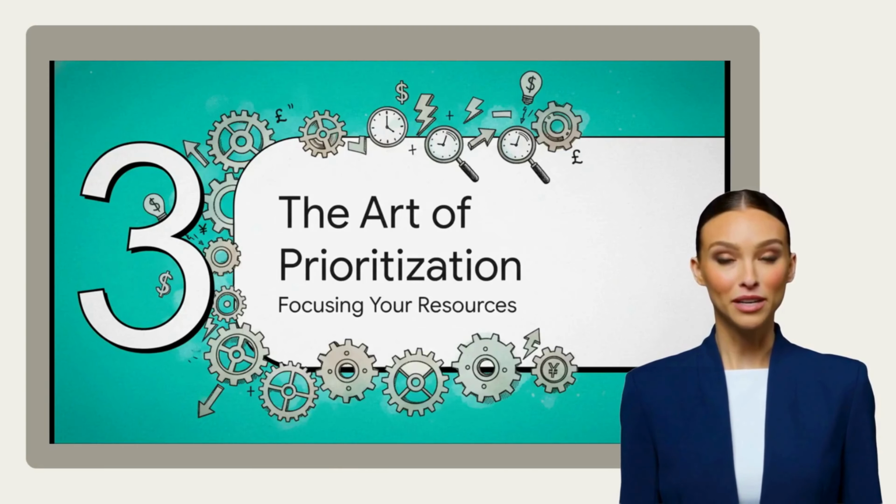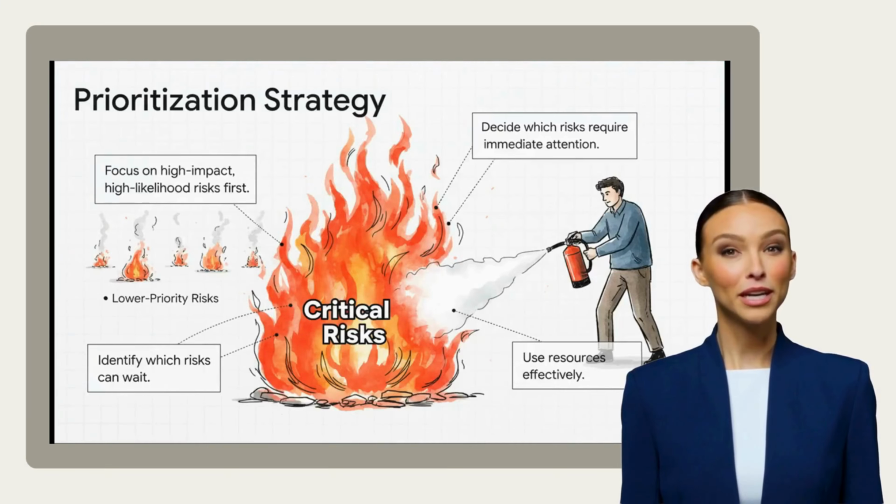We're ready for the final and maybe the most important part, the art of prioritization. This is all about being smart. It's about deciding where you're going to focus your limited time, your limited money, and your limited energy. The strategy here is actually pretty simple. You go after the critical stuff first, the high impact, high likelihood threats. That's your number one priority.